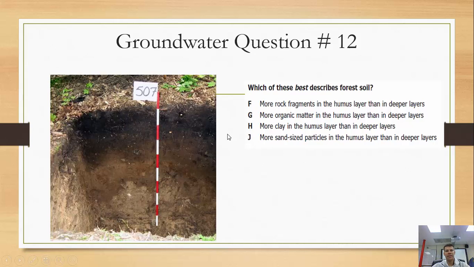No, that's not going to be the best answer. More organic matter in the humus layer than in the deeper layers? Absolutely. In all soil you're going to find most of your organic matter in the very, very top layer. So our best answer here is G, more organic matter in the humus layer than in the deeper layers.